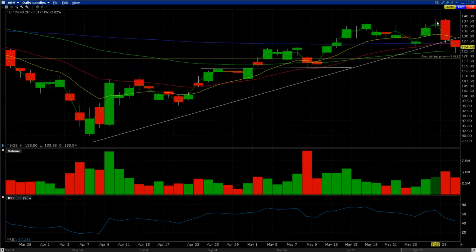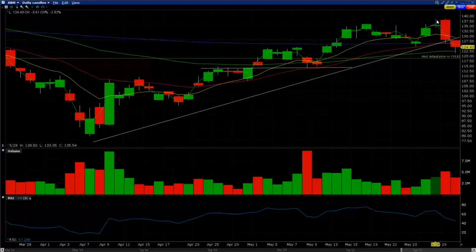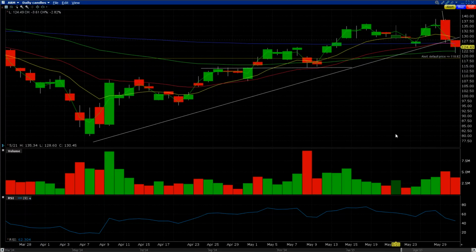I was surprised to see this move above 138, and we ended up at 141. It was a surprise move for me. In the overnight, it got up to as high as 141. Well, during the day, it got up to 138.50. NVIDIA was going to report the next day. It got up to 138.